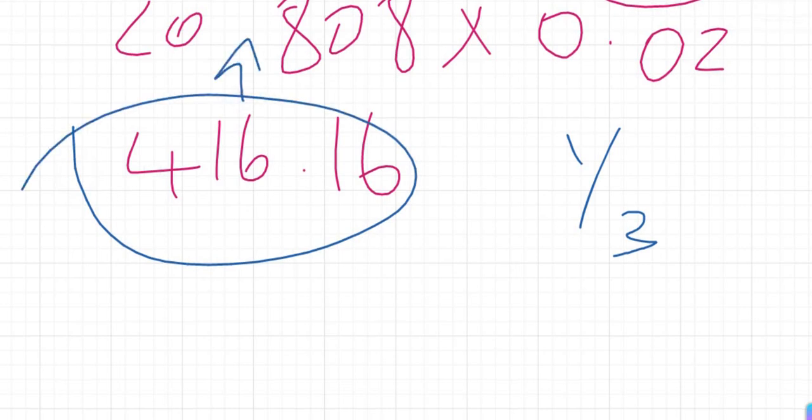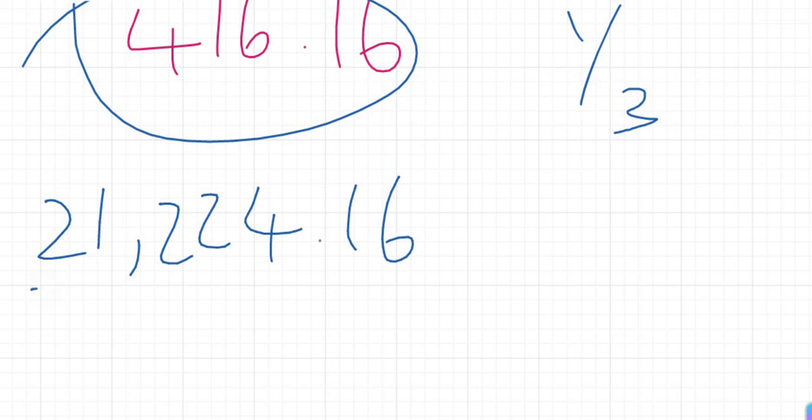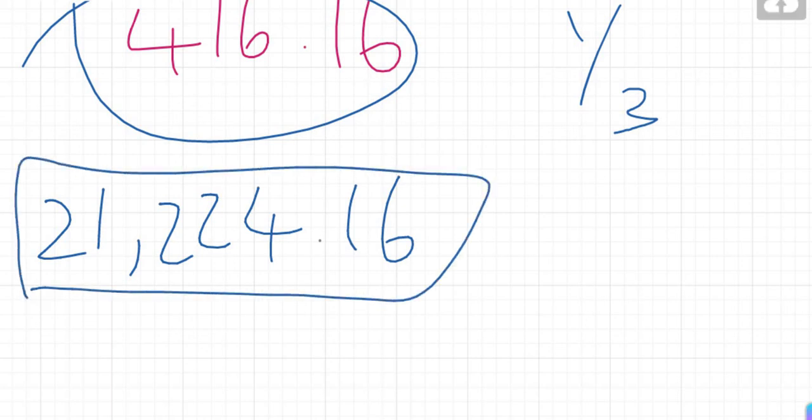I will actually get, let's see, 21,224.16. And this will be the money, the investment growing after 3 years. And this is what we see in the bank. So the money that we invested would be changed significantly based on the percentage rate over a period of time.